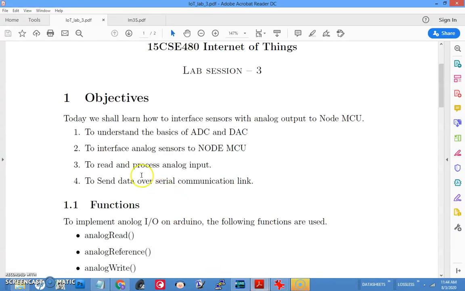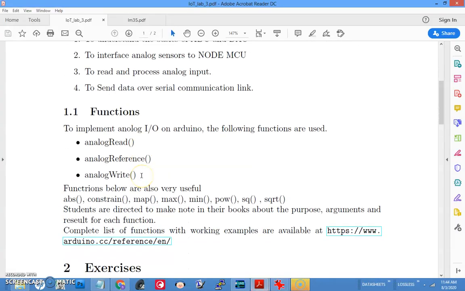To accomplish that, there are some functions which we should understand: analogRead, analogReference, analogWrite, etc. These are Arduino functions which will work on both NodeMCU and Arduino. So if you master these functions, you can easily write code for NodeMCU. You are supposed to know the arguments to these, what the output is, how they can be used, etc., by referring to this link.